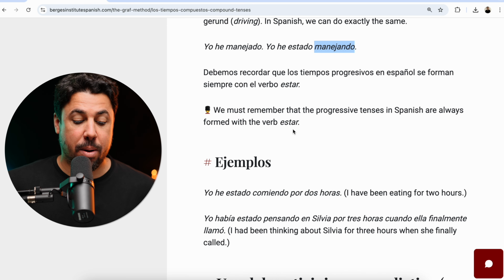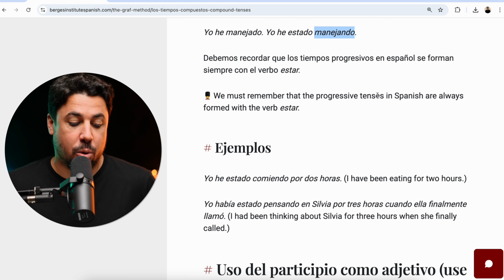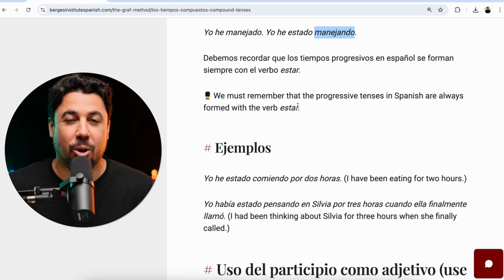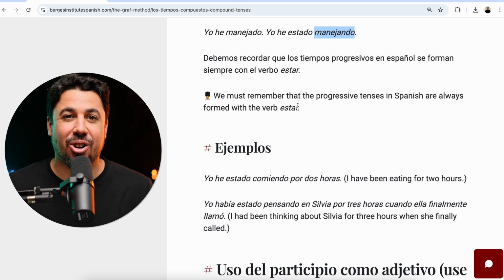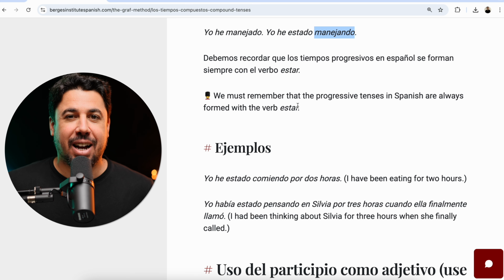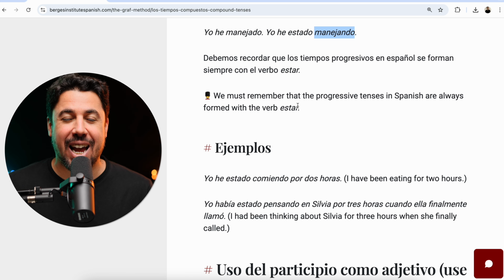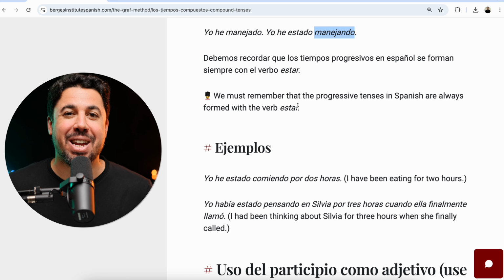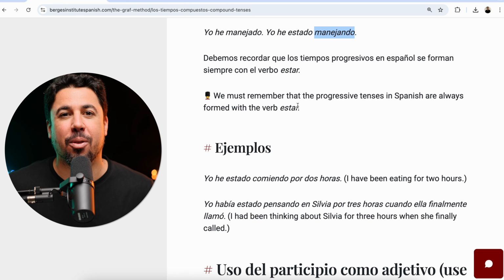And it says we must remember that the progressive tenses in Spanish are always formed with the verb estar. I am speaking, yo estoy hablando. I have been speaking, yo he estado hablando. I have spoken, yo he hablado. I had spoken, yo había hablado. And what about I had been speaking, yo había estado hablando.